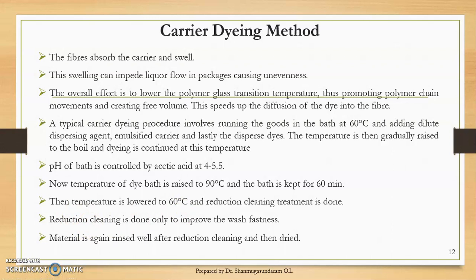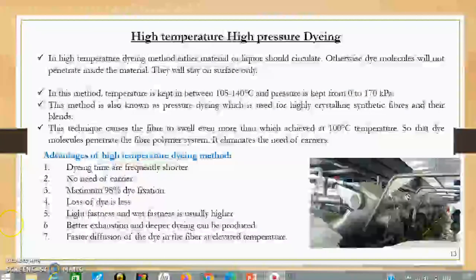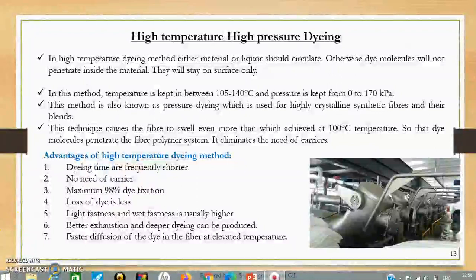That is the process called reduction clearing treatment. The material is again rinsed well after the reduction clearing process and then drying is carried out. Now let us discuss the high temperature and high pressure dyeing method. In the high temperature dyeing method, either the material or the liquor should circulate.